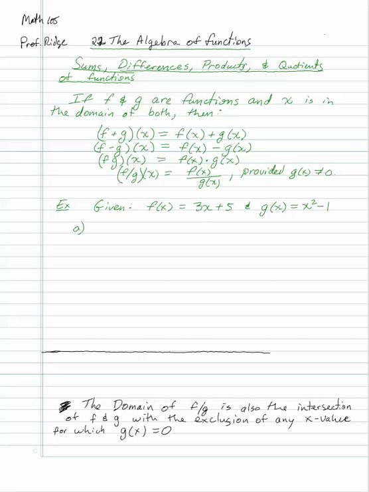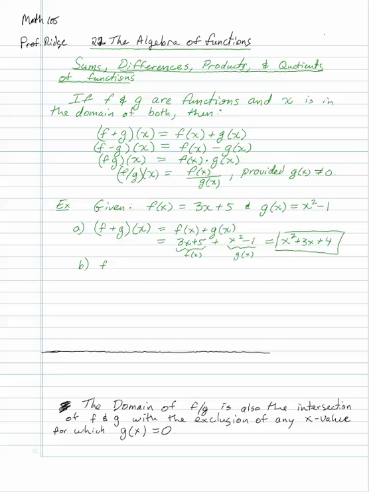Okay, so let's find f plus g of x. By definition, if we're going to add two functions, you're just going to add the y values for every x. So f of x plus g of x. And we defined f of x to be just 3x plus 5. That's f of x. And then g of x is x squared minus 1. And now you're just going to simplify that using basic algebra rules. So combine like terms. 5 minus 1 is 4. Okay, so that's f plus g of x.